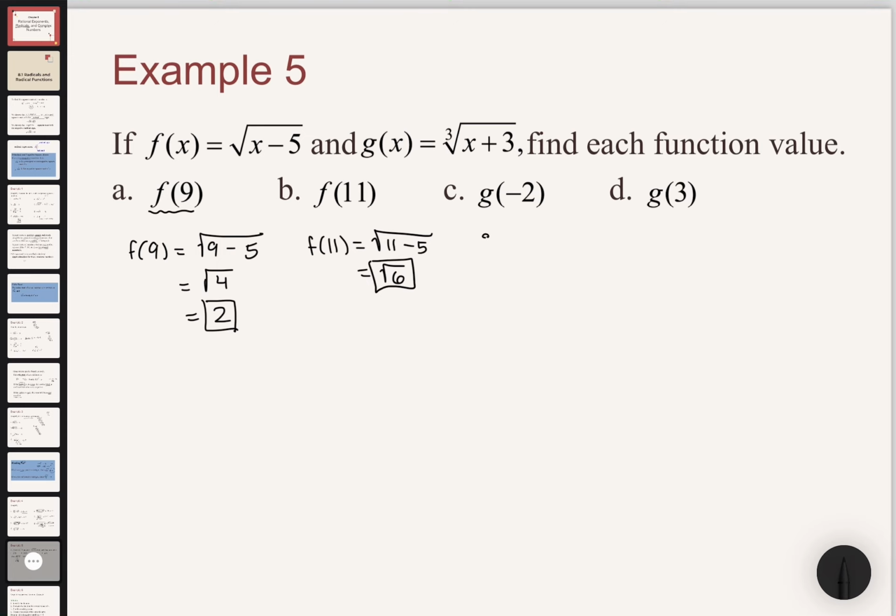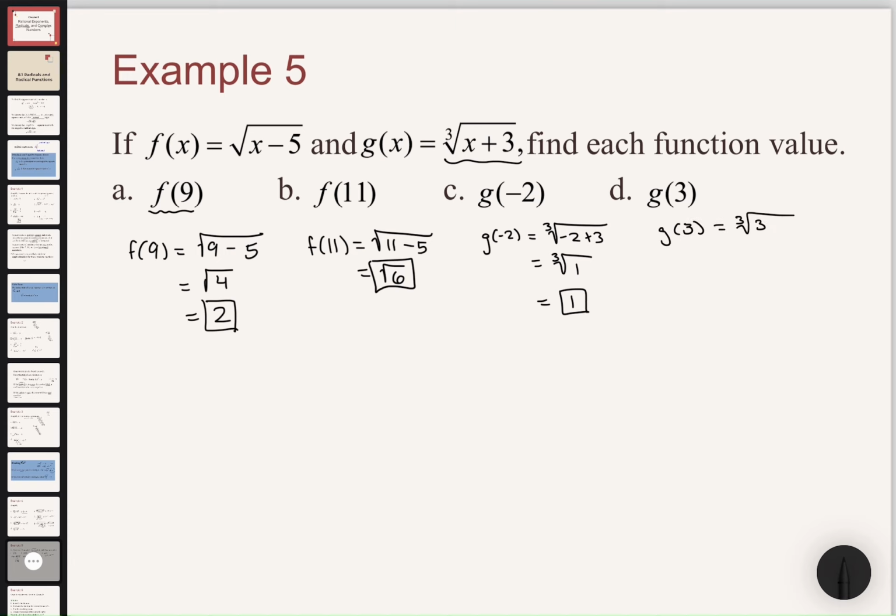G of negative 2. Now I'm dealing with this function over here. Cube root of negative 2 plus 3, that's going to be the cube root of positive 1. Well, 1 times 1 times 1 is 1. That's my answer.